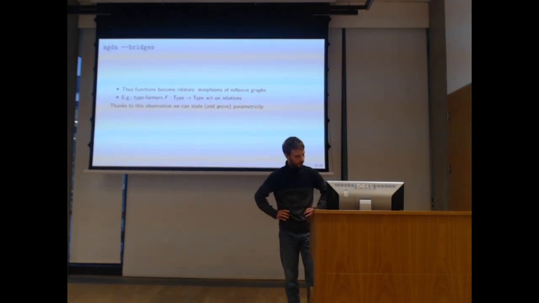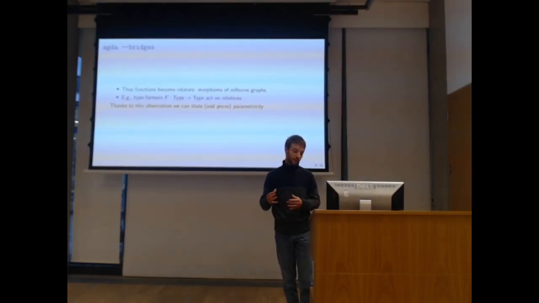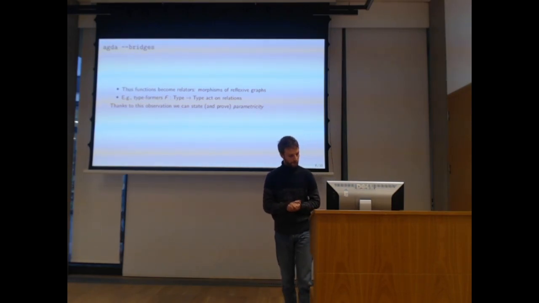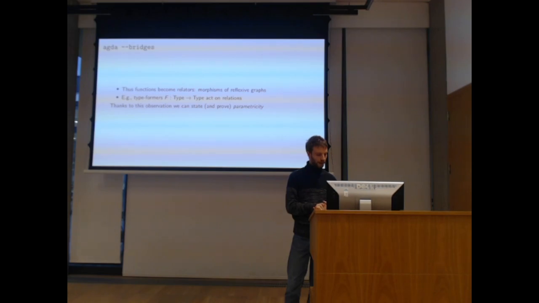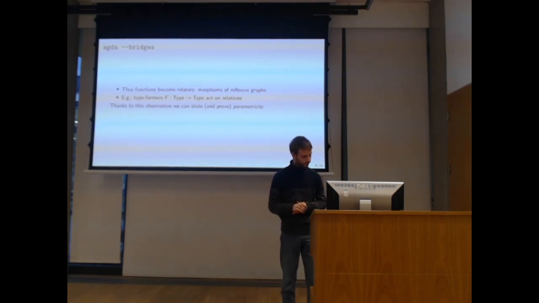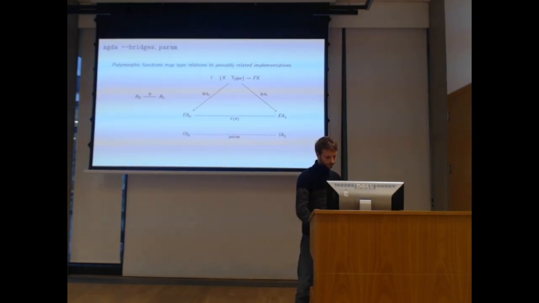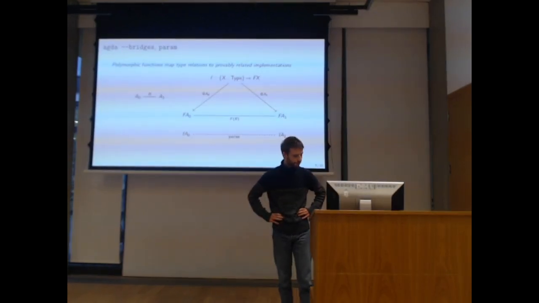So this actually turns types and functions into reflexive graphs and relators. So relators are morphisms of reflexive graphs. And in particular, type formers are going to act naturally on relations. And thanks to this observation, we are able to state and prove a first version of the parametricity theorem within Agda bridges. And it looks like this.